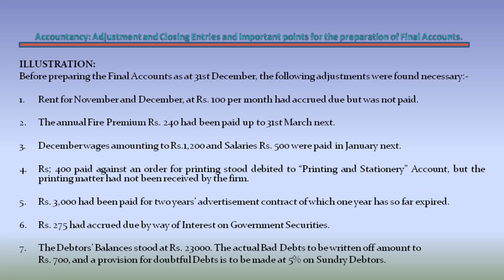4. Rupees 400 paid against an order for printing stood debited to printing and stationery account, but the printing matter had not been received by the firm. 5. Rupees 3000 has been paid for 2 years advertisement contract, of which 1 year has so far expired. 6. Rupees 275 had accrued due by way of interest on government securities. 7. The debtors balances stood at 23,000. The actual bad debts to be written off amount to 700 rupees, and a provision for doubtful debts is to be made at 5% on sundry debtors.